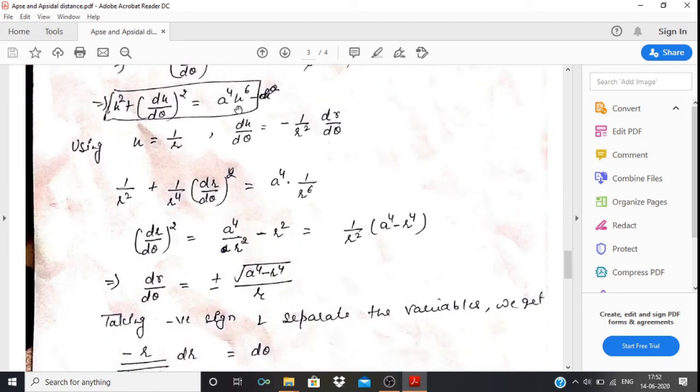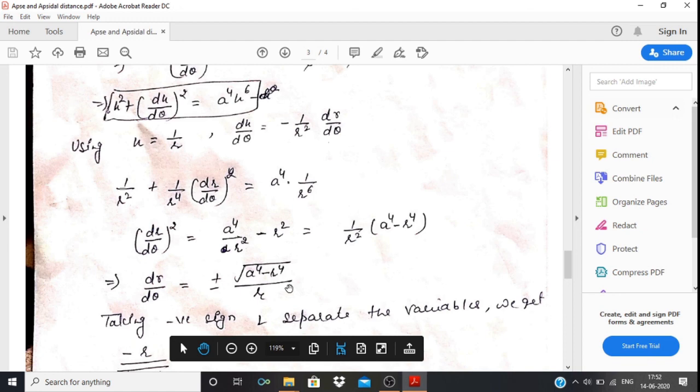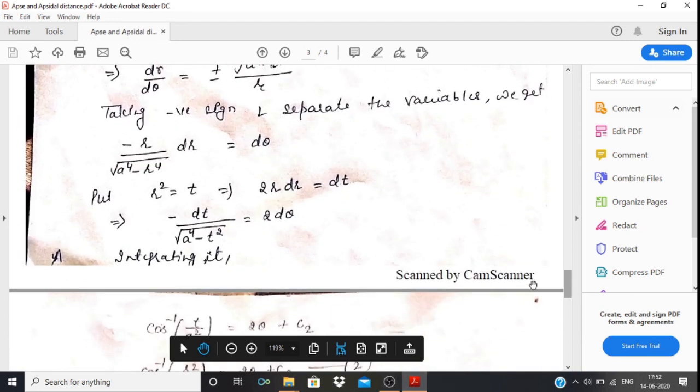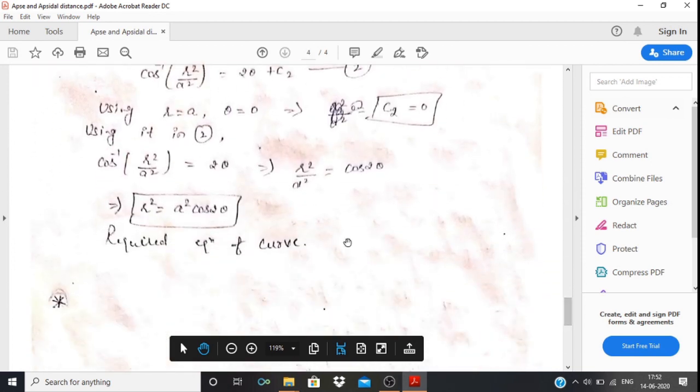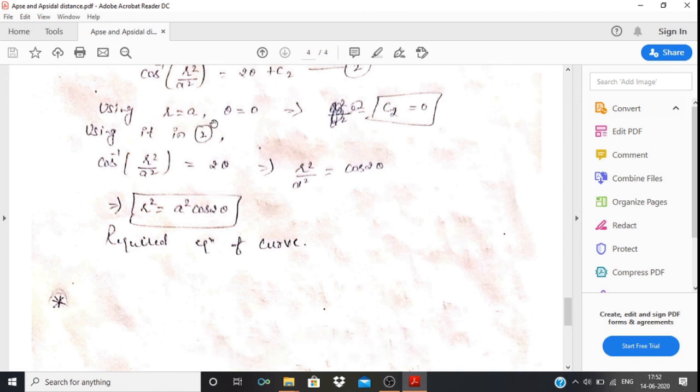Since we have been given the value of the force in terms of r, again using u is equal to 1 upon r and du upon d theta in this equation, after simplification we get this equation. Now separating the variables and integrating, we get the required equation of the curve. Again using the initial condition, because there is a constant c2, for the initial condition r is equal to a, theta is equal to 0, we get the equation of the curve which we had to find.